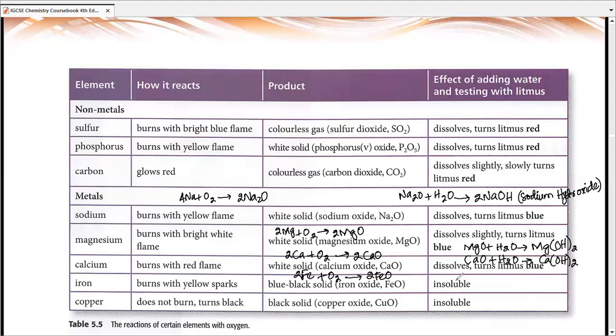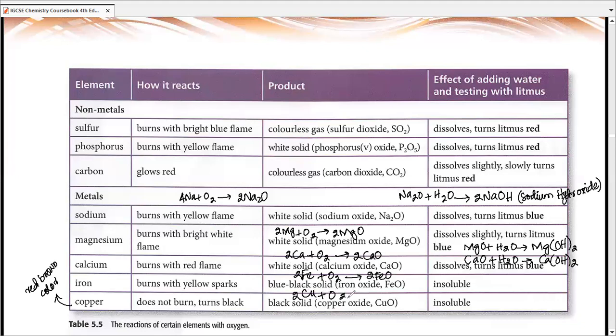Okay? The last one on the list is also a transition element, copper. Copper does not burn, it simply turns black. Let me tell you, not to forget, copper is different from most metals. When most metals have a silver gray appearance, this is the only metal which has a red brown appearance. So the color of copper is red brown. When this red brown color changes to black, it's pretty visible. So this black solid is copper oxide, and the reaction is literally the same as iron.